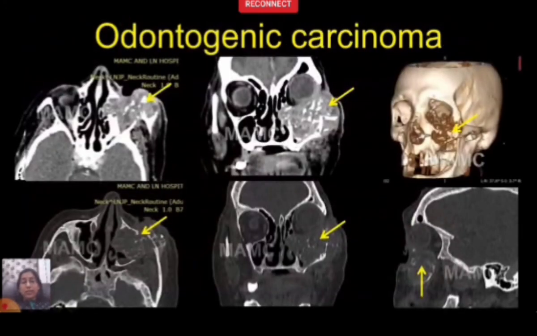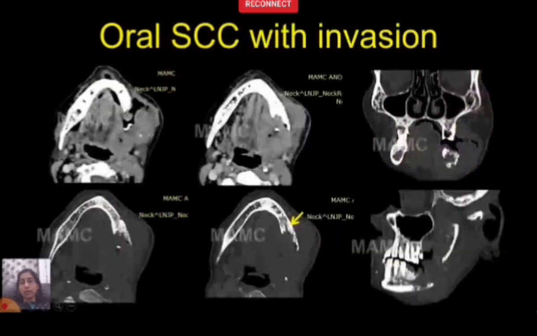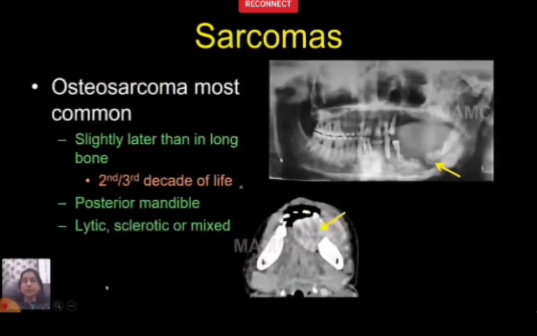So here is a very aggressive mass. Why do I say aggressive? Because there's a lot of bone destruction, there's soft tissue extension, there's extension into the orbit, so undoubtedly an aggressive mass, and it turned out to be an odontogenic carcinoma. Here is an oral squamous cell cancer invading the jaw. We see bone destruction, we see involvement of the inferior alveolar canal, we see a lot of soft tissue. This is an aggressive pathology, certainly.